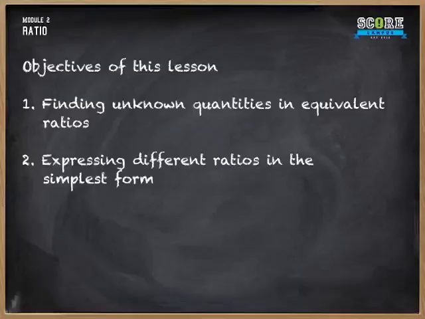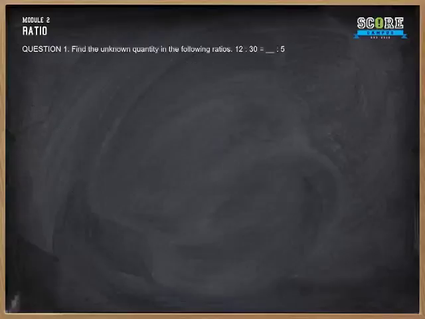Alright students, these are the objectives of this lesson. Number 1, finding unknown quantities in equivalent ratios. Number 2, expressing different ratios in the simplest form. Okay, ready? Let's get straight into it.